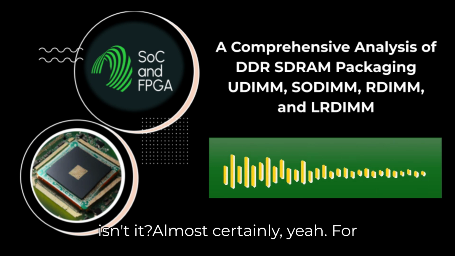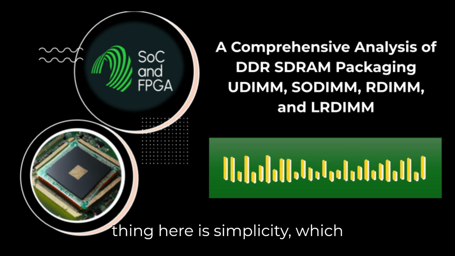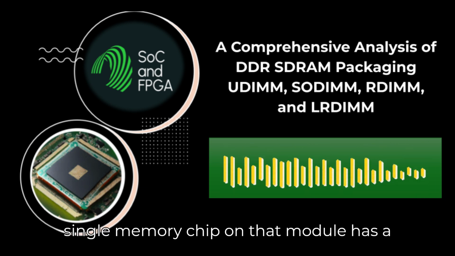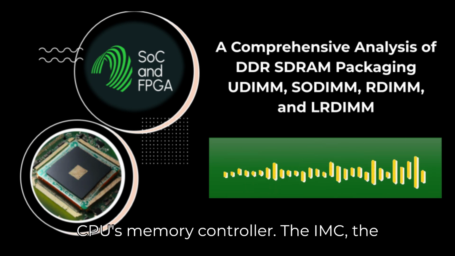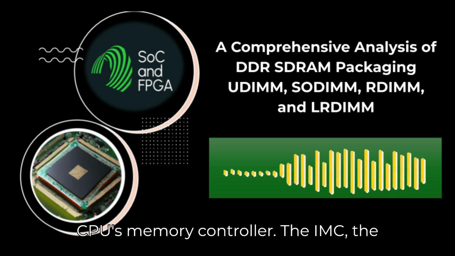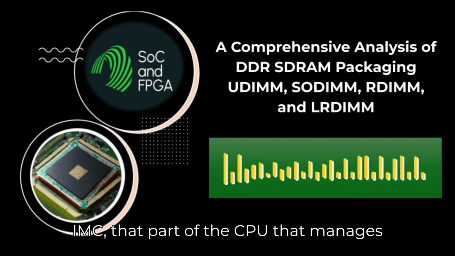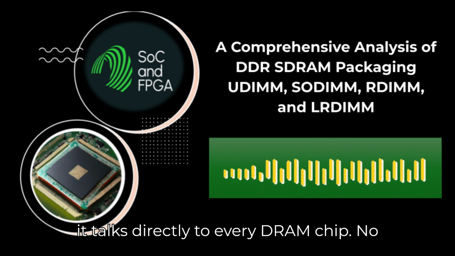Almost certainly, yeah. For consumer stuff, UDIMM is king. The key thing here is simplicity, which translates to speed. With a UDIMM, every single memory chip on that module has a direct, unbuffered line straight to the CPU's memory controller. The IMC, the integrated memory controller. Exactly. The IMC, that part of the CPU that manages all the memory access. In a UDIMM setup, it talks directly to every DRAM chip.